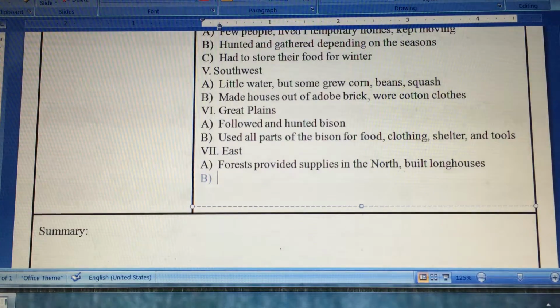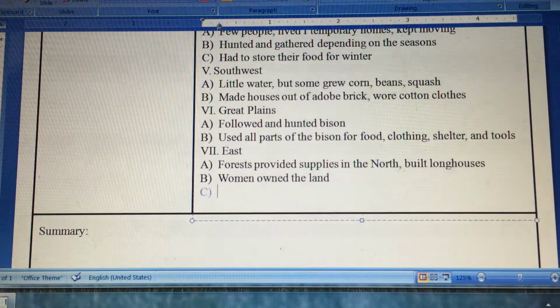So that's the north. Oh, also, in the north, women owned the land, and they were the farmers. The men didn't own the land, it was the women. Kind of interesting. That's completely different from what the others would do. In Europe, the men always owned the property.